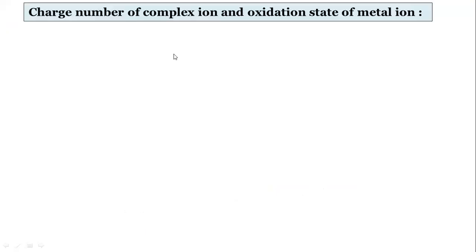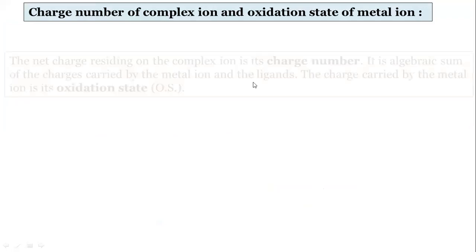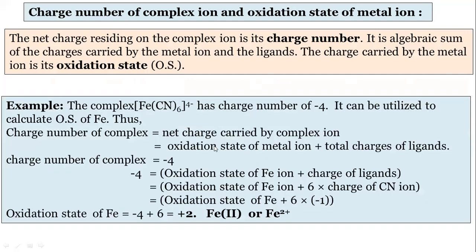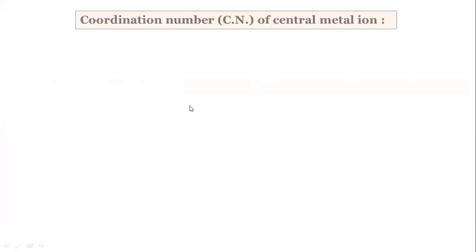Then this part is also completed: the charge number on the complex ion and the oxidation state of the metal. This is calculated by simple addition. I have also taken this example for how to calculate the charge number. Charge number is nothing but the charge on the complex. It may be positively charged or negatively charged. If a positive charge is present on the complex, it is called a cationic complex. And if a negative charge is present, it is called an anionic complex. How to calculate the coordination number is also completed.